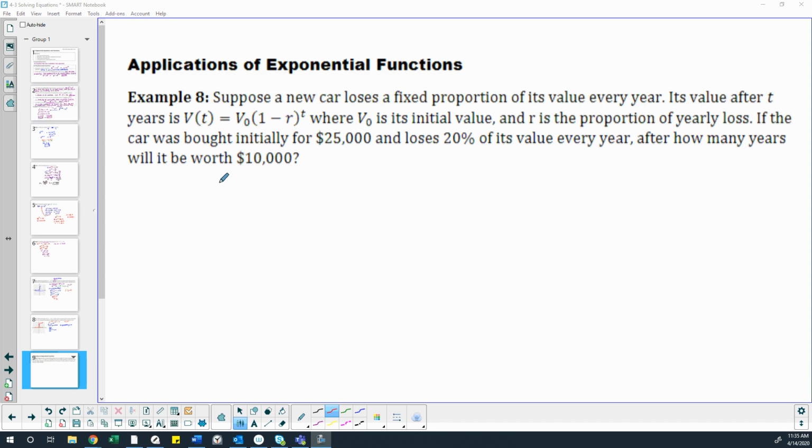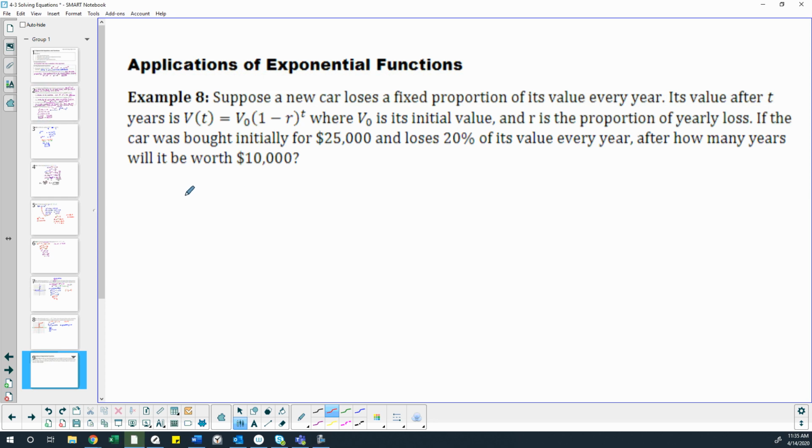This is a very interesting problem for me right now because I actually just bought a new car, a brand new 2020 Subaru, because it had an interest rate of 0.9% and I couldn't pass that up, and I've been wanting a new car for a while.